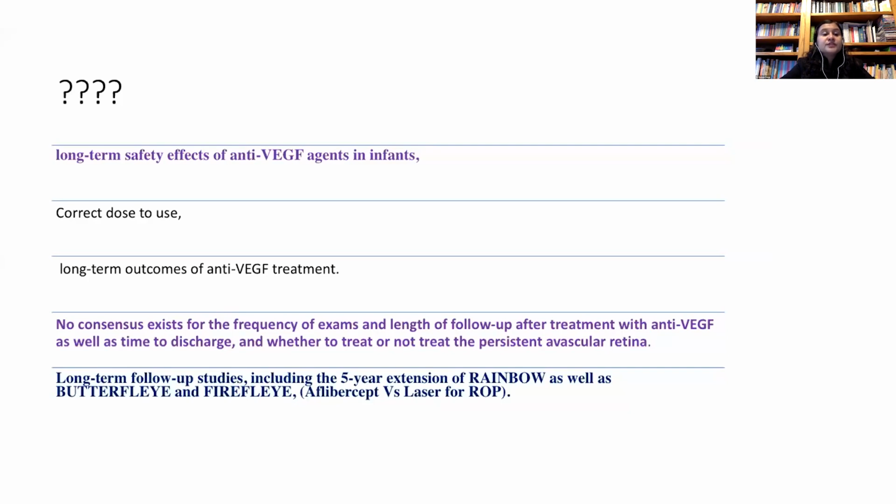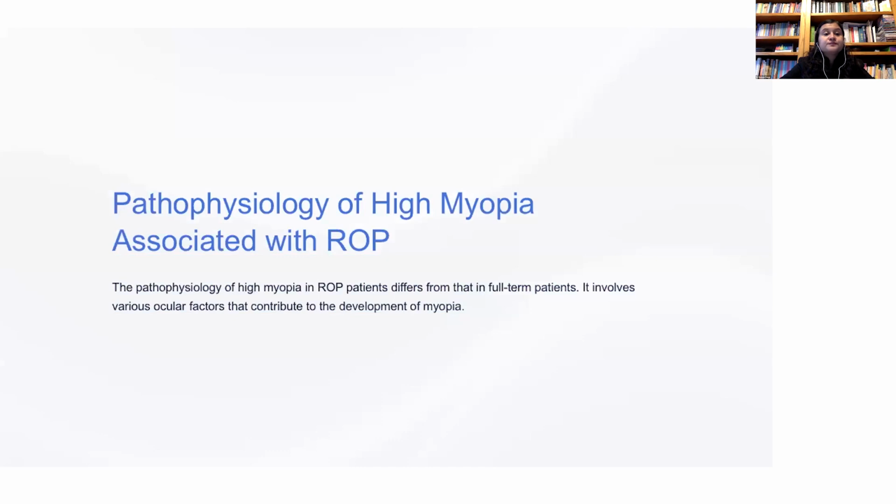There is always a dilemma. So the long-term follow-up studies, including the 5-year extension of RAINBOW, as well as BUTTERFLY and FIREFLY, which are using aflibercept versus laser for ROP, will give us more conclusive results in future.